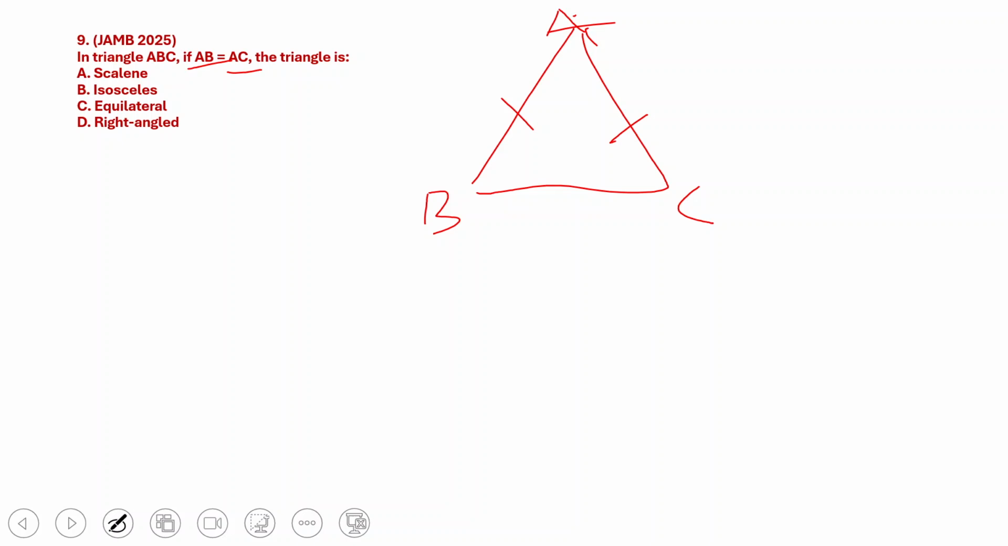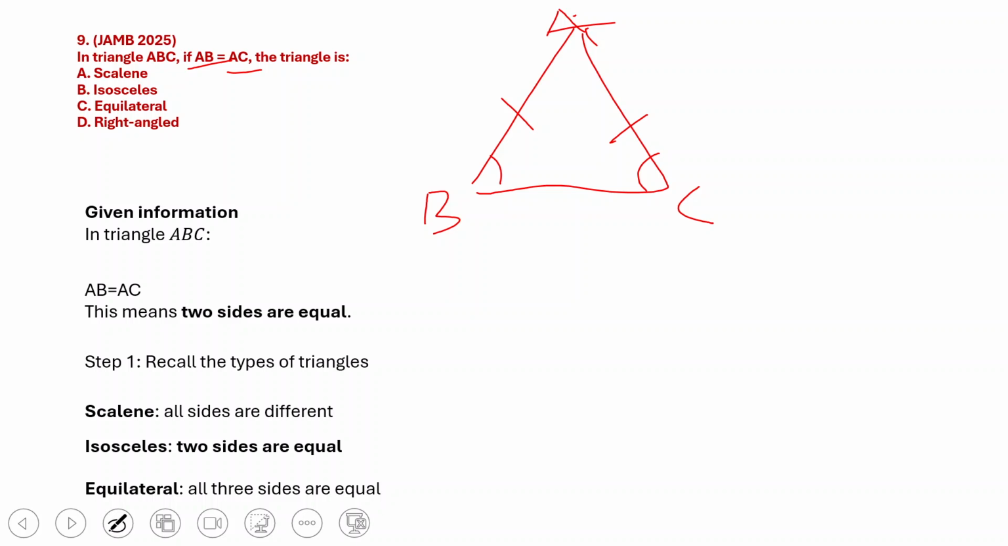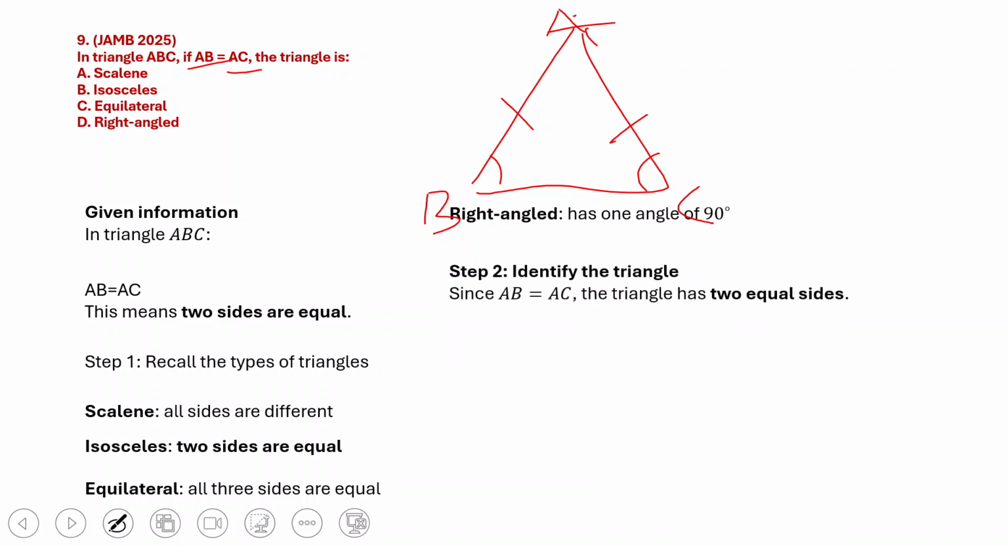Isosceles triangle properties are that two sides are equal, and two angles here are also equal. So if two sides are equal, they are isosceles triangle. Scalene is all sides different, and the equilateral triangle has all sides equal, right? Right angle triangle has one angle of 90 degrees. So this is actually an isosceles triangle.